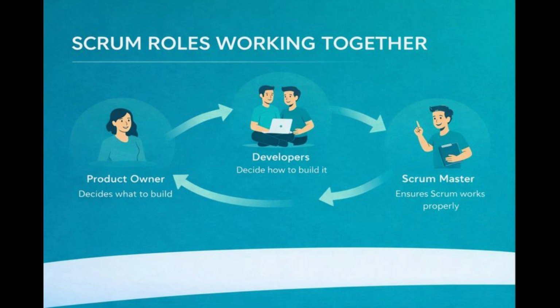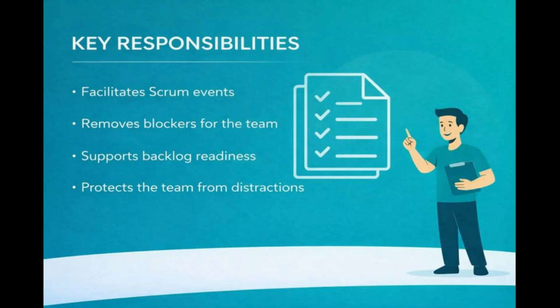Relationship between Scrum roles. Scrum defines 3 primary roles: product owner, accountable for what is built and for prioritizing work; developers, accountable for how the work is completed; Scrum Master, accountable for how well Scrum is applied. Together, these roles create balance.